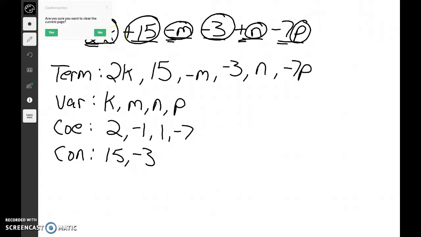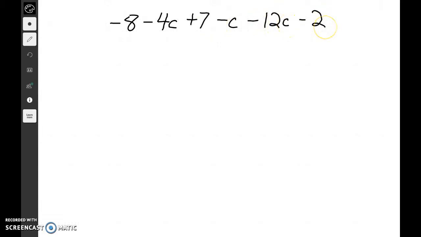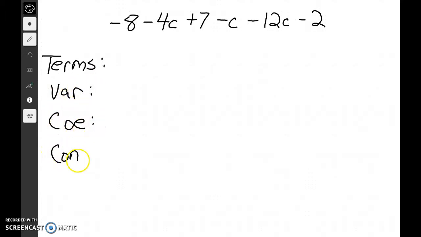So in the next example, we have negative 8 minus 4c plus 7 minus c minus 12c minus 2. I want you to see if you can identify the terms, the variables, the coefficients, and the constants. I want you to go ahead and pause the video and see if you can work this problem out now.